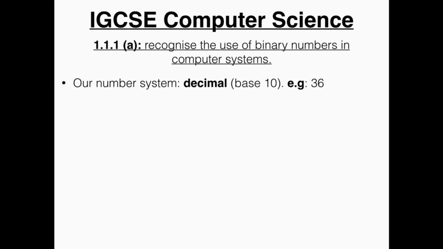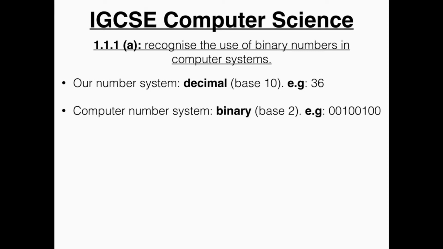Again, our number system is decimal, base 10. An example of a decimal number would be 36. But in the computer number system, binary, base 2, a binary number would look something like this. And in fact, this binary value is the equivalent of the decimal value 36. We'll get to converting binary and decimal values in the next video.